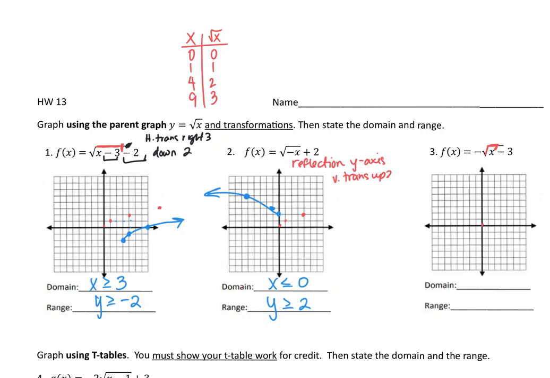And then number 3, we have 0, 0, 1, 1, 4, 2. My graph is a reflection in the x-axis, and then a vertical translation down 3. So all of my points, again, if it's on the axis and I'm reflecting over the axis, it's not going to move, but then I'm going to go down 3.